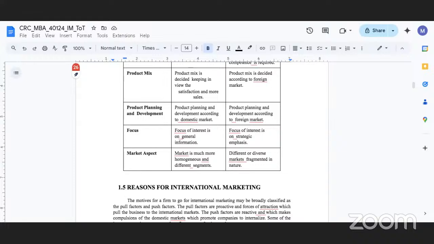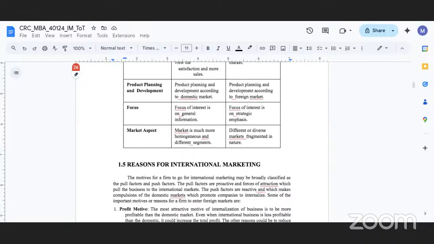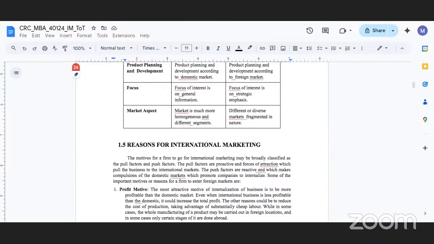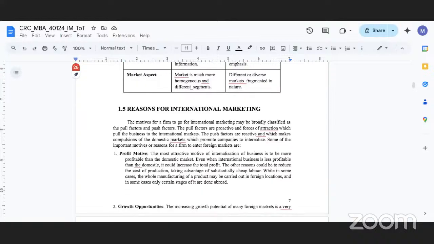So the product planning and development, here we are talking in terms of restriction to a domestic market, whereas in international we are talking in terms of a foreign market. Focus is on general information locally, whereas there is more of a strategic emphasis when we are cutting across boundaries. So the market aspect is much more homogeneous in a typical nation, although there can be different segments. Whereas in an international market, it's more fragmented, it is more heterogeneous.